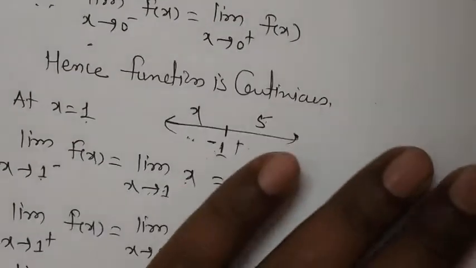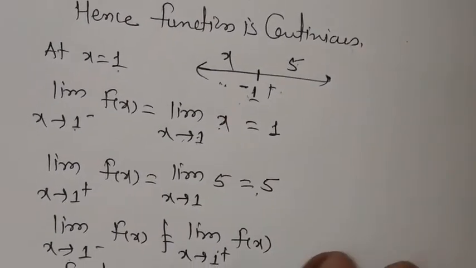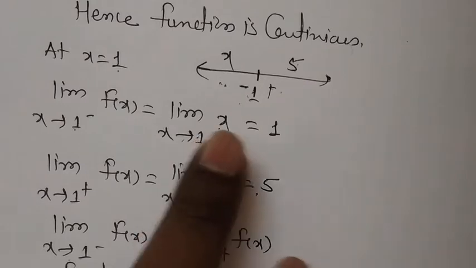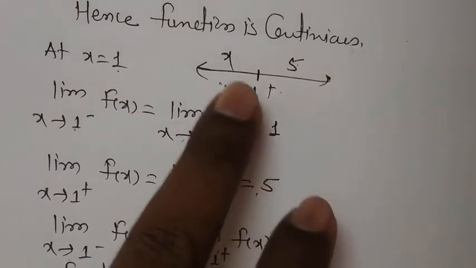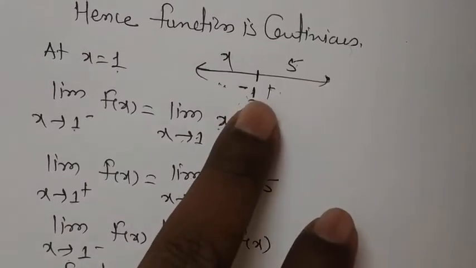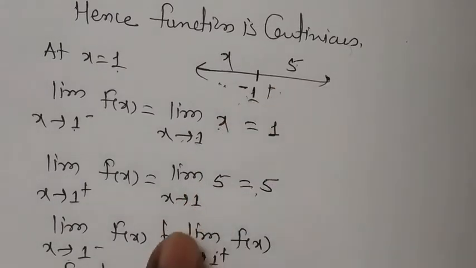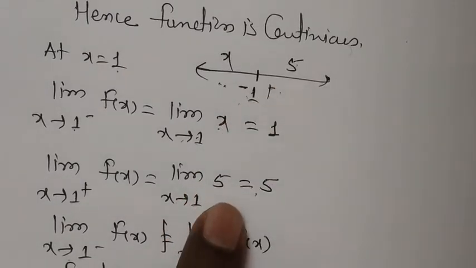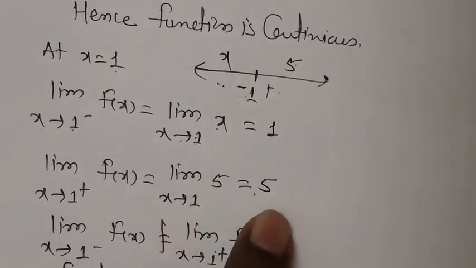Always when taking both situations, we will put up the same answer. For 1 minus, we put x, put up the limit, the answer is 1. For 1 plus, we take the limit of 5, because 5 is a constant quantity. It will never be affected by this limit. So its answer is 5. 1 and 5 are not equal. So we can say that the function is discontinuous, or not continuous, at x equals 1.